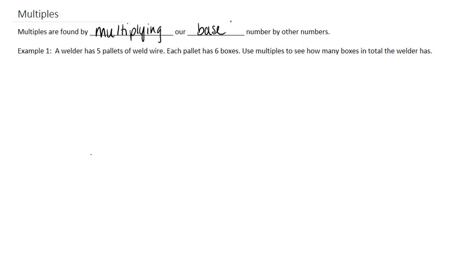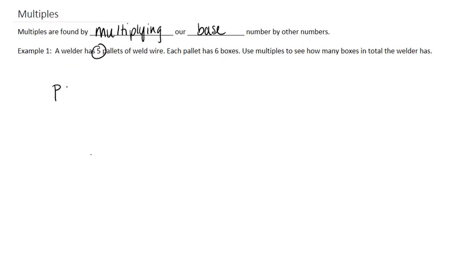We have a welder that has 5 pallets of weld wire. Each pallet has 6 boxes. Use multiples to see how many boxes in total the welder has. So we have 5 pallets and each one has 6 boxes in it.